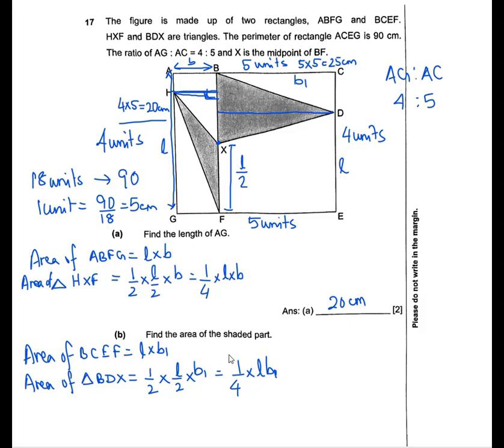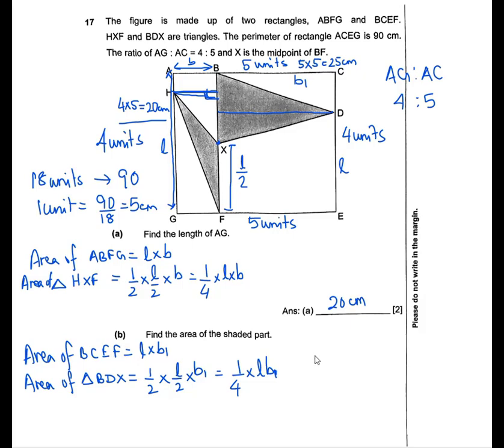All right. Now again, compare area of BCEF and area of BDX. Area of BDX is 1/4 the area of BCEF, which again means the area of the shaded portion in both the cases is 1/4 the area of the respective rectangles.